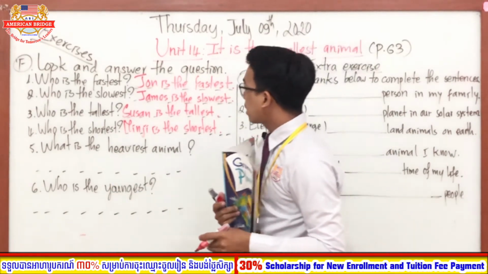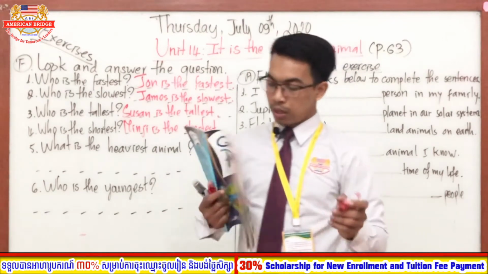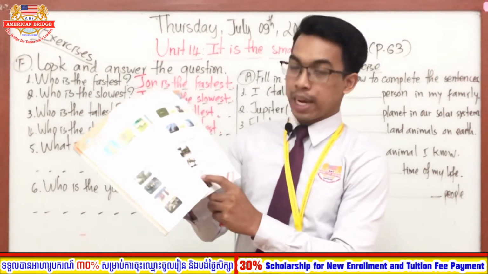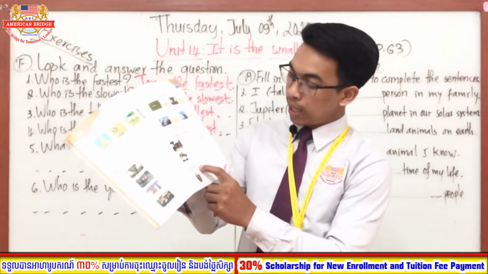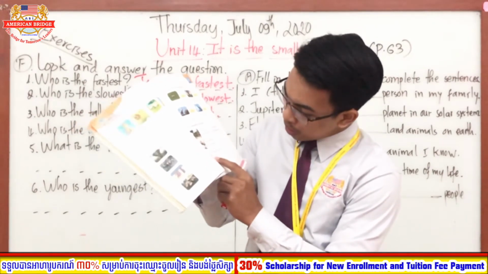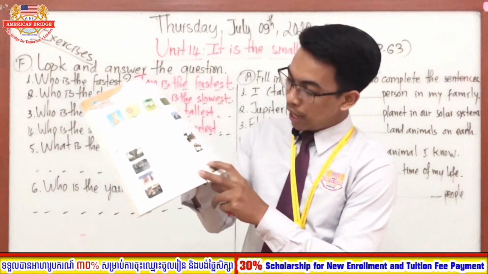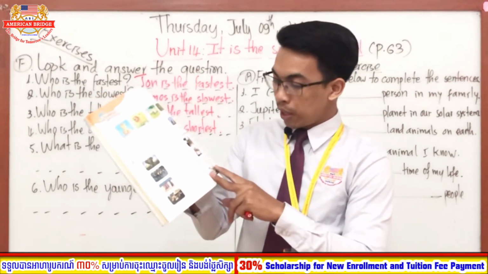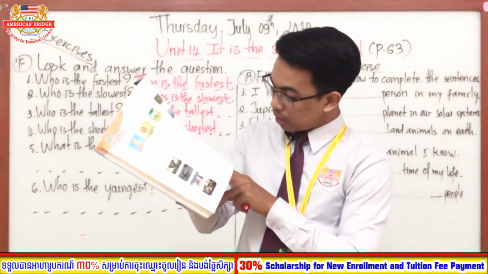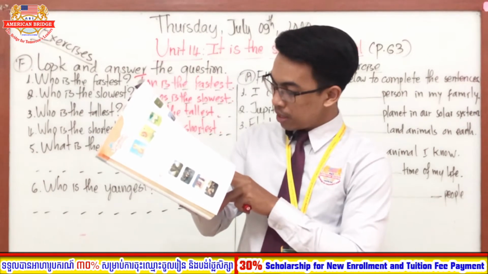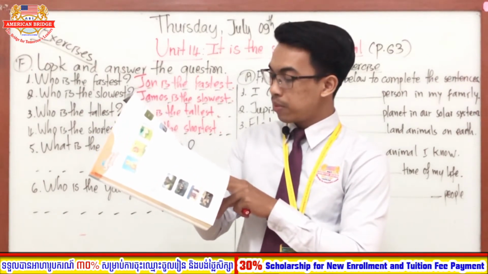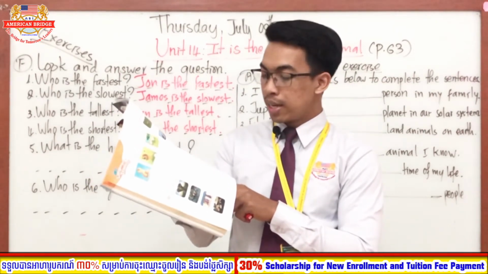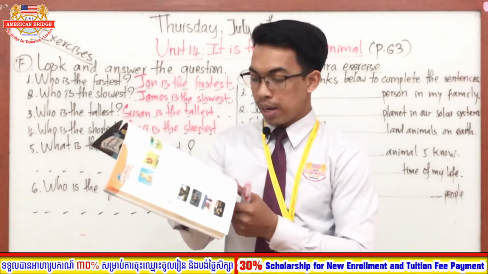Good. So now let's move on to number 5. So what is the heaviest animal, everyone? You can see this is about scale, right? About scale. So what is the heaviest animal? You see this one, the first one rabbit, the second one mouse, and the third one dog. So which one is the heaviest animal? Yes, very good. So the heaviest animal is, of course, dog, right?